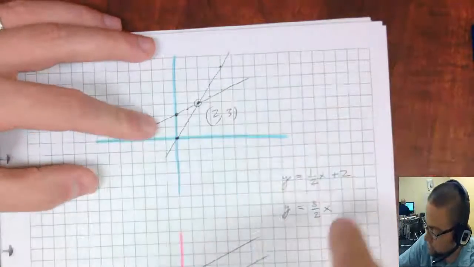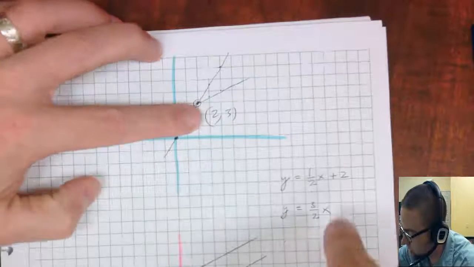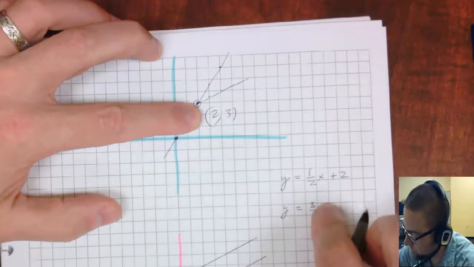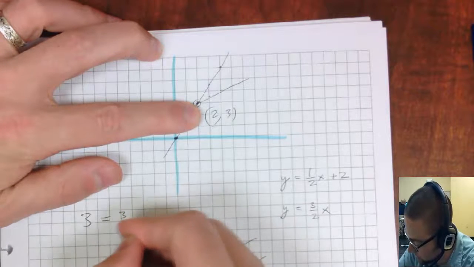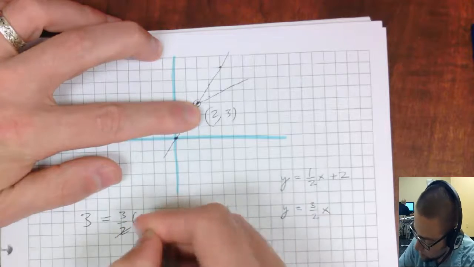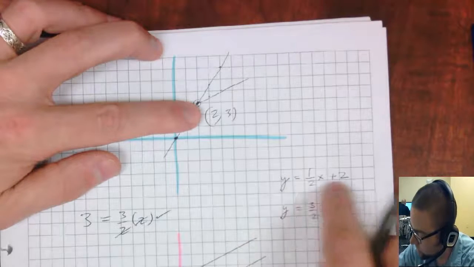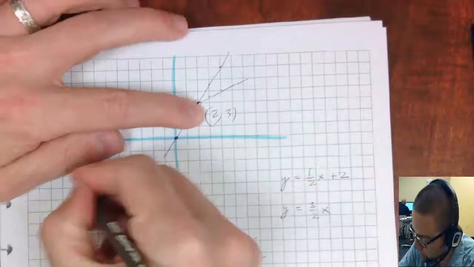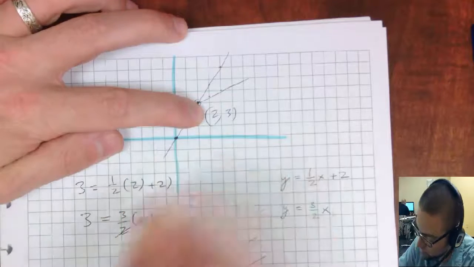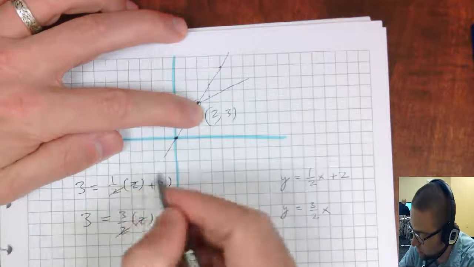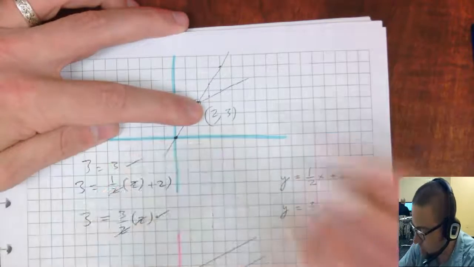And now, if I plug those values in, it should make both of the equations true, right? So if I plug in 2 for x and 3 for y, I say 3 is equal to 3/2 times 2. 2 divided by 2 is 1, so I get 3 equals 3, which is a true statement. And if I plug 2, 3 into this equation, 3 is equal to 1/2 times 2 plus 2. So 2 divided by 2 is 1, and 1 plus 2 is 3. So I get 3 equals 3 again, which also checks out.